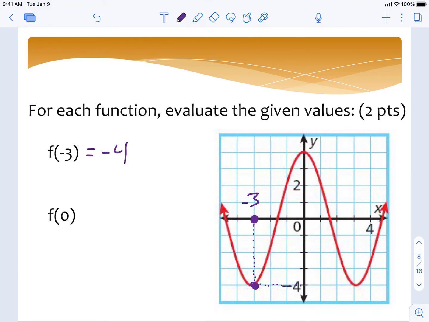F of 0. Now, where is x equal to 0? Right in the middle. So now from the middle, I just got to go up or down. In this case, up. So if I go up, what is the height there? That is a height of +4. So f of 0 is 4.